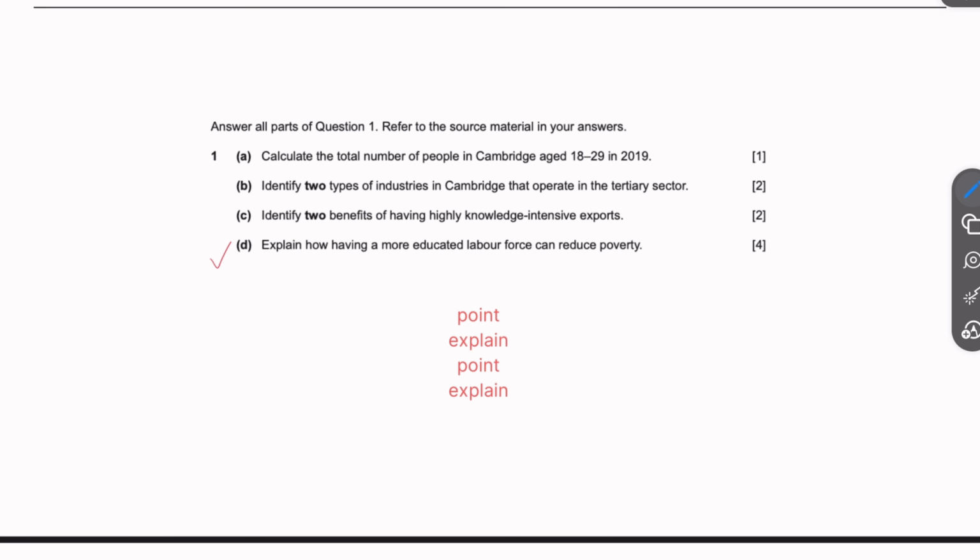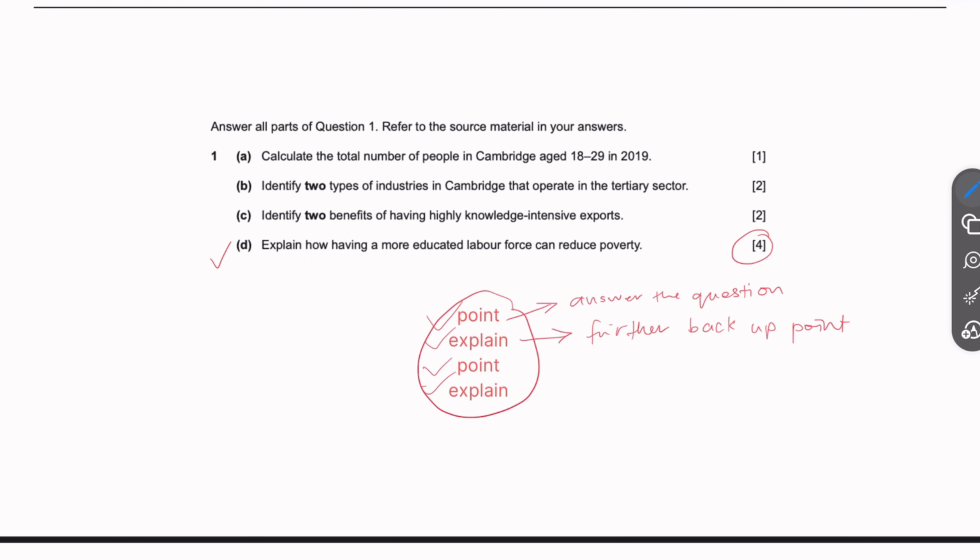Part D is also an explain question, but 4 marks this time, so it will require more. For this, you can follow this format, which is point, explain, point, explain. Your point should obviously answer the question, and your explanation should further back up your point. Please remember that you should still be including information from the case study while you answer.